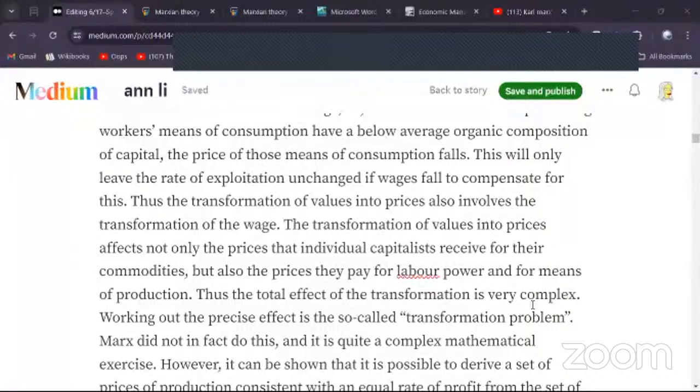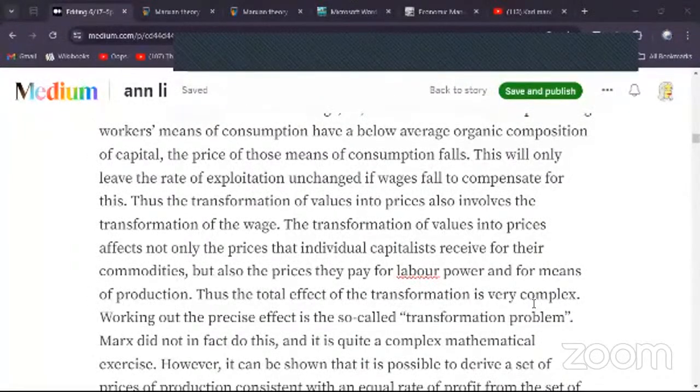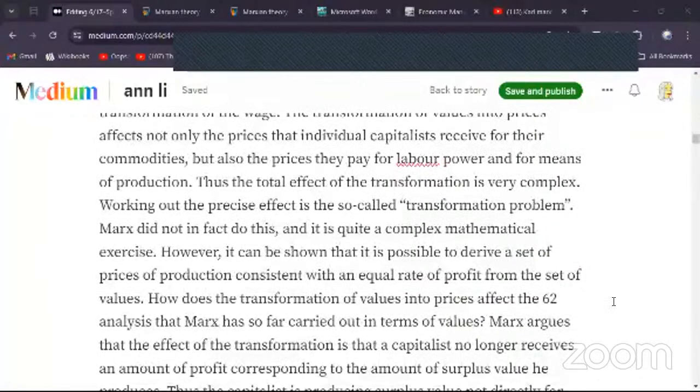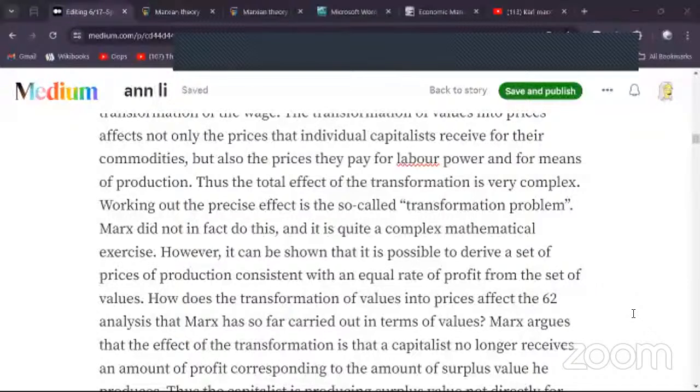And there are decades spent on this problem. Marx did not in fact do this, and it's quite a complex mathematical exercise. Much ink has been spilled over this. However, and this is Simon Clarke commenting, it can be shown that it's possible to derive a set of prices of production consistent with an equal rate of profit from the set of values.